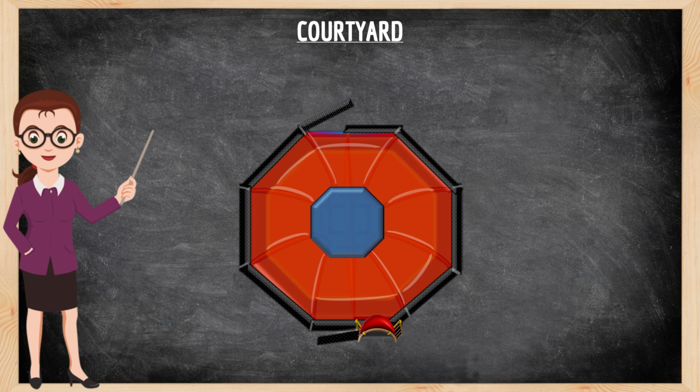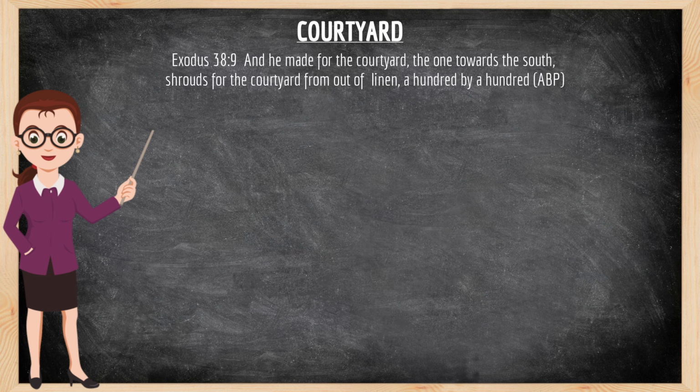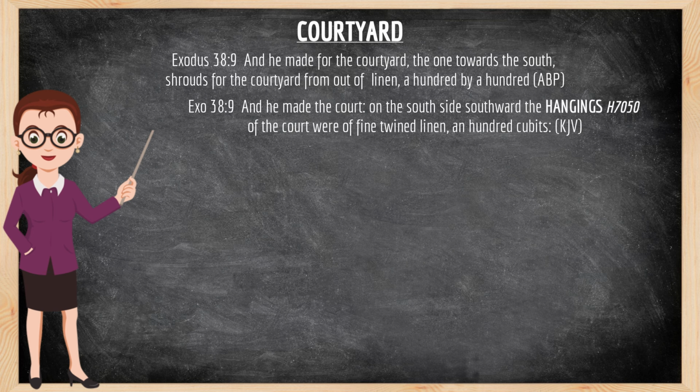I think this is another stumbling block for the traditional rectangular idea of the tabernacle. At first glance, you would think this is a rectangular structure, but the math tells us differently. So let's work it out. Exodus 38:9, from the Apostolic Bible Polyglot we read, "And he made the courtyard, the one toward the south, shrouds for the courtyard from out of linen, 100 by 100." And from the King James Version, that same verse reads, "And he made the court on the south side, southward the hangings of the court were fine twined linen and 100 cubits."